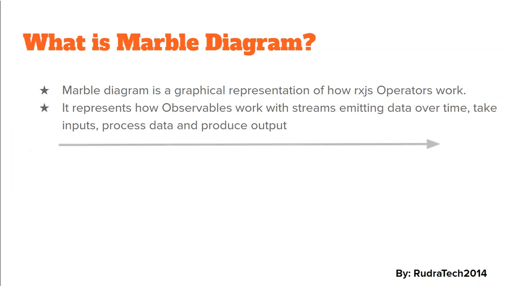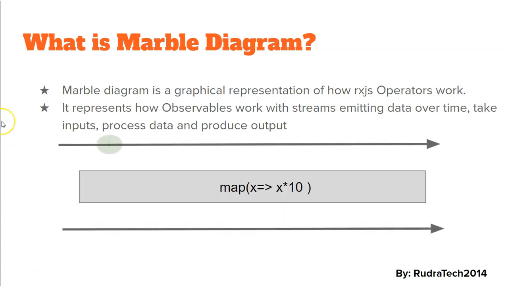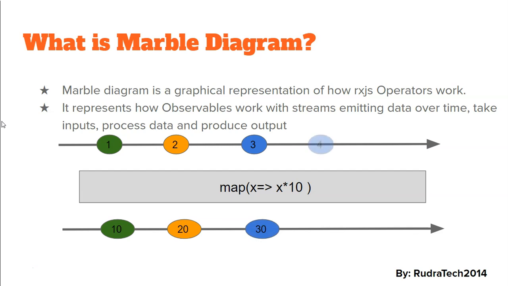Here, this arrow represents the time period, and I'm going to use the map operator to process the data. Now, here you can see 1 is emitted over time, and the map operator multiplies it by 10, so it is going to emit 10. Then 2 is emitted, the output is again multiplied by 10 and 20 is produced. Over time 3 is emitted and the output is produced as 30. Again 4 is emitted, then the output is produced as 40. And once the stream of data ends, the operation is completed.